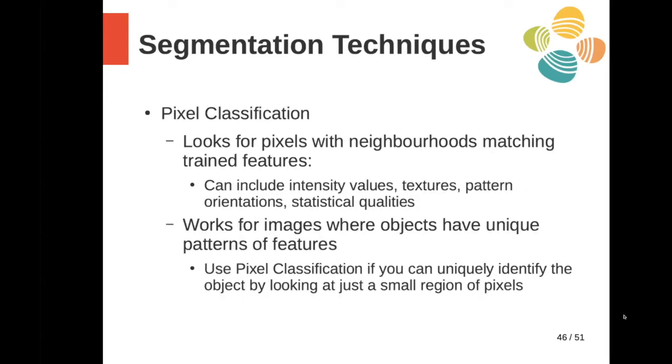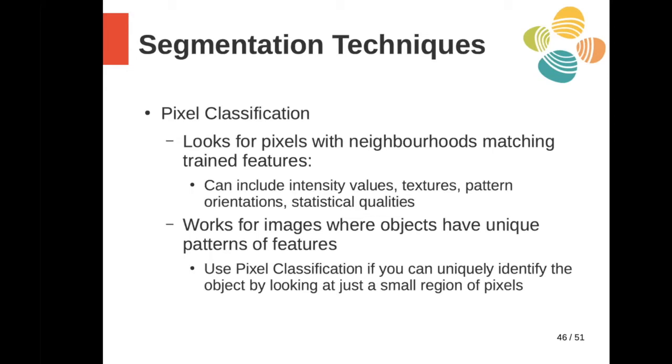Okay, and that brings us to pixel classification, which is the technique that we advocate for because it is simple, effective, and covers a wide range of cases that you might be interested in. What pixel classification does is it looks in the pixel neighborhood, and the neighborhood can be fairly large, tens of pixels or more. And it is looking for not just intensity values, but also things like textures and edges and patterns and frequencies and orientations and other sorts of statistical qualities.